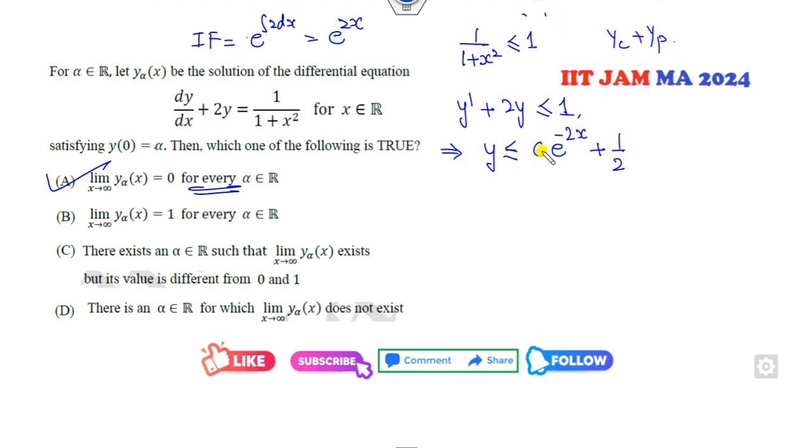Now if I choose y of 0 is alpha, what is my alpha? So y of 0 is alpha, this is c plus half, so c will be greater than or equal to alpha minus half. Now I can simply take the equality component. So what will happen if I simply take the equality component? I can simply substitute the limit as x approaches infinity. So this will be c over e raised to power 2x plus half. This part will be 0. So the limit will be half.